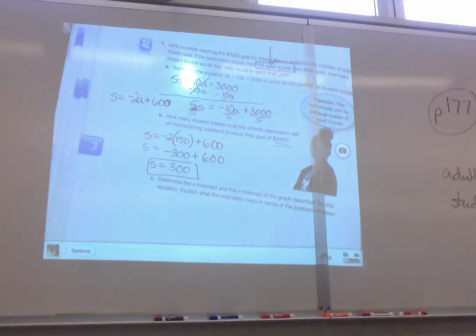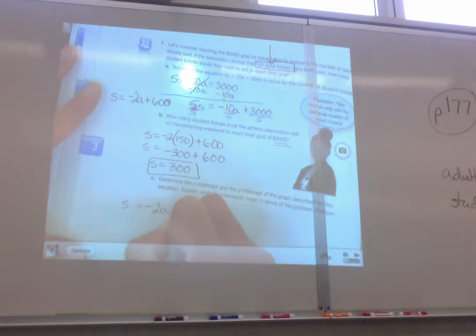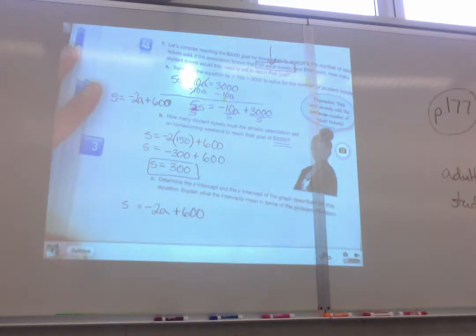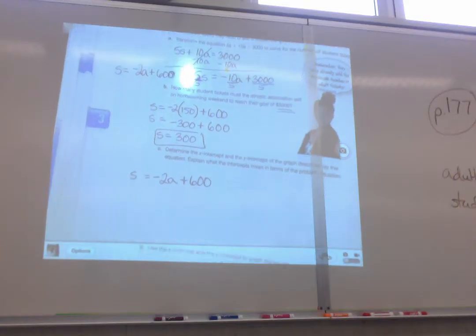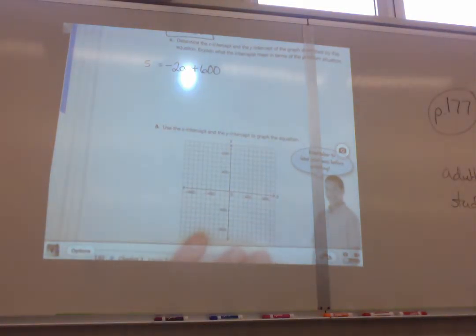Jerry, could you read C for us? Determine the x-intercept and the y-intercept of the graph described by this equation. Explain what the intercepts mean in terms of the problem situation. All right, so let's go ahead to this equation and look at the equation, because one thing we're pretty good at is y-intercepts. Where in that equation is the y-intercept?